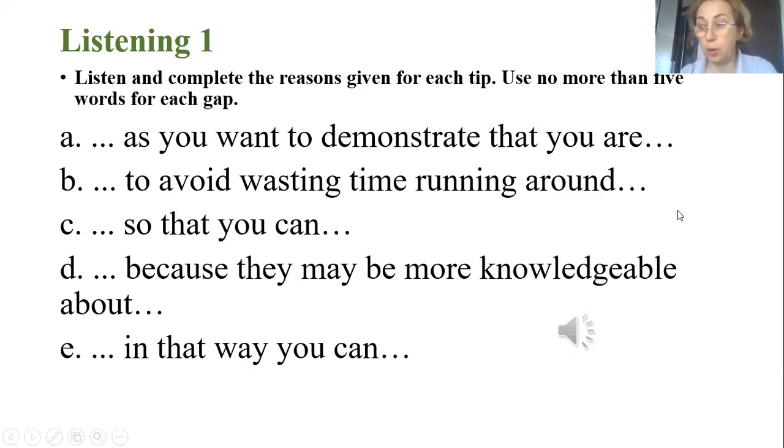Okay, now what have we written? Yasmin, please, what did you write in line A? As you wanted to demonstrate that you are, as I remember, familiar. With whom? So you as a doctor, you are familiar with whom? With your patient. With your patients, yes.